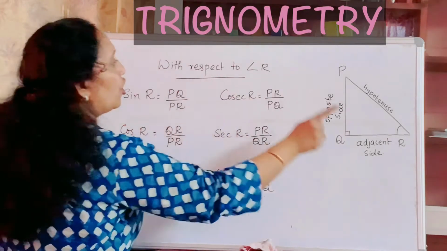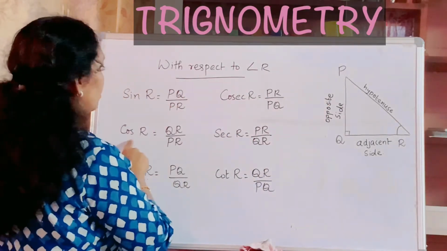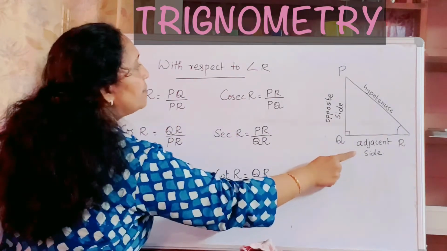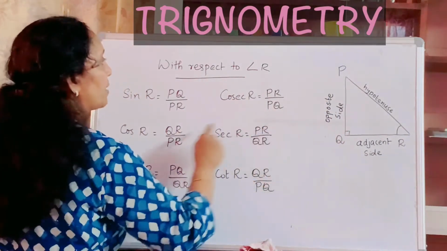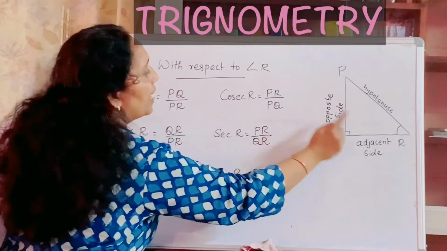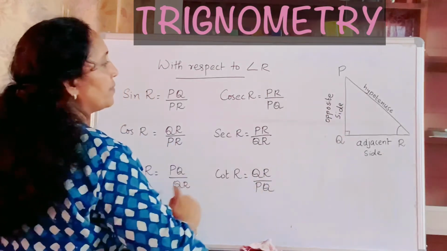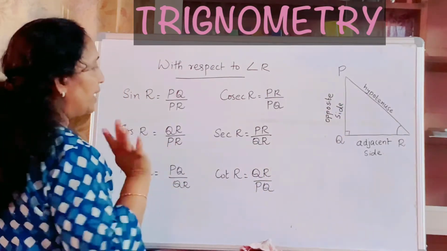Sine is opposite side by hypotenuse, that is PQ by PR. And cos is adjacent side by hypotenuse, that is QR by PR. Then tan is opposite side by adjacent side, that means PQ by QR.